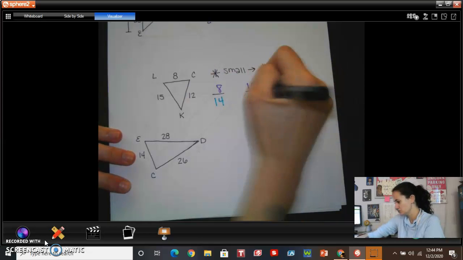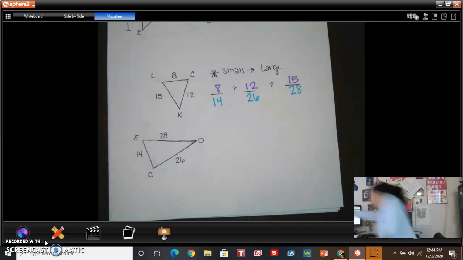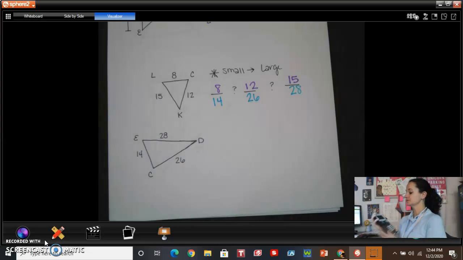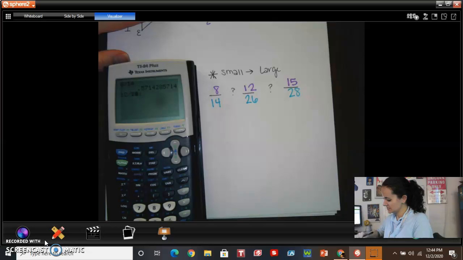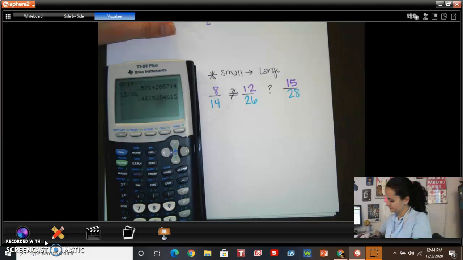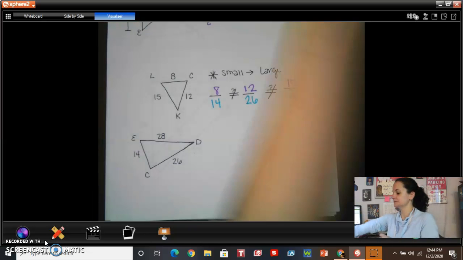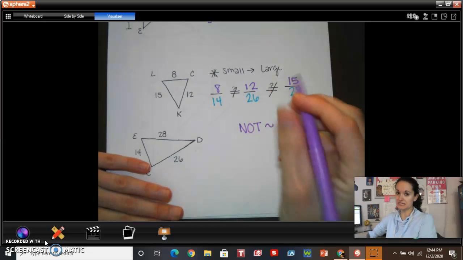So we wanted to know what's happening here. Let me grab my handy dandy calculator. Okay, we're going to go 8 over 14. Let's see, 12 over 26. Uh-oh. Nope. What about 15 over 28? Nope. All right, so this one would not be similar. If they were equal, then they would be similar by side, side, side.